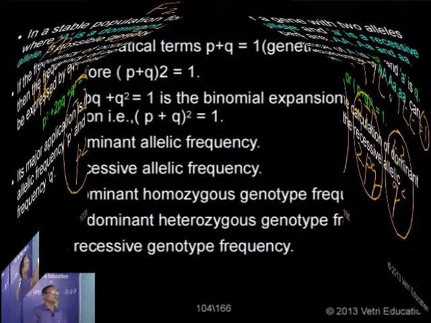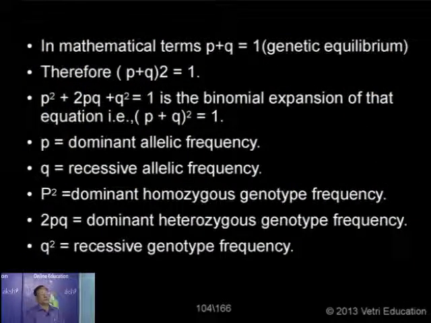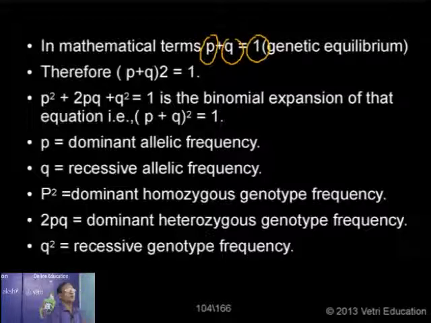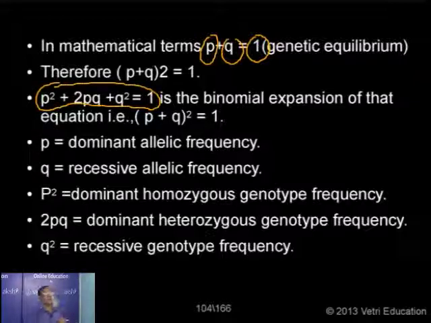I will show it. Now, in mathematical terms, suppose you are taking the gene frequency. So, P plus Q is equal to 1. This is the genetic equilibrium for gene frequency. And this is the genetic equilibrium for the genotype frequency. So, the genetic equilibrium for genotype frequency is equal to 1, that is P square plus 2PQ plus Q square is equal to 1. And similarly, for gene frequency, the genetic equilibrium is equal to 1, that is P plus Q is equal to 1. This is the dominant gene frequency and this is the recessive gene frequency.